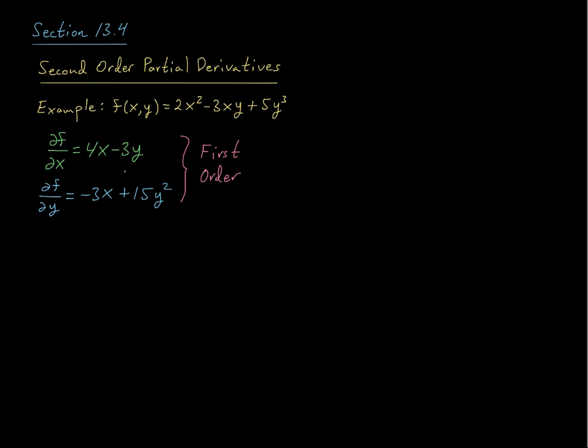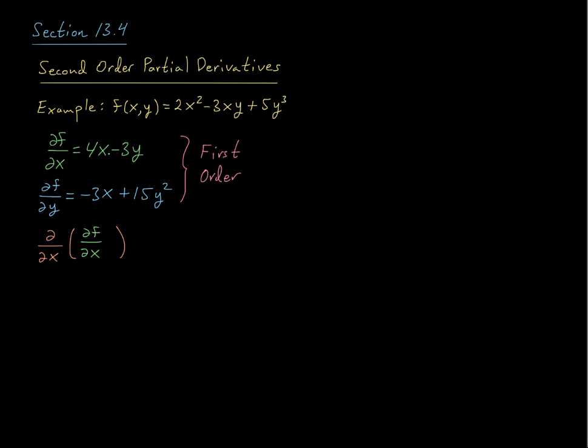But as you recall from Calc 1, if you take a first derivative, then you can differentiate that function. And that's going to give you what we call the second derivative. We're going to do that same thing now, except since there's an x and a y derivative, there's a little more variety in terms of what types of derivatives we can take. For example, I could take the x derivative of the x derivative of f.